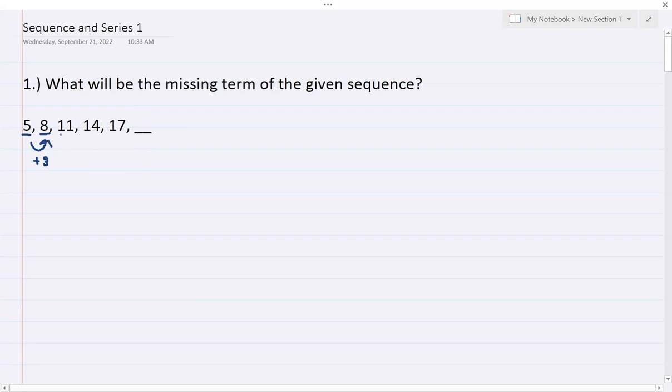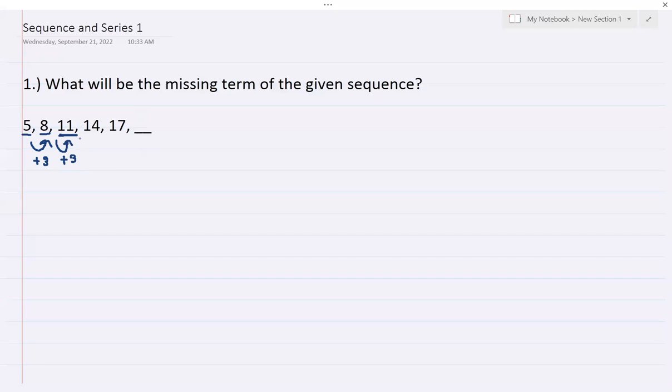Okay. Now, how about this one? We got 11 as the third term. How did we get 11 if the previous term is 8? We get 11 by adding 3 to the previous term, which is 8. So 8 plus 3 is 11. Now, let's proceed to the next term.